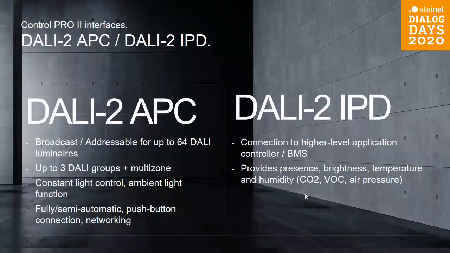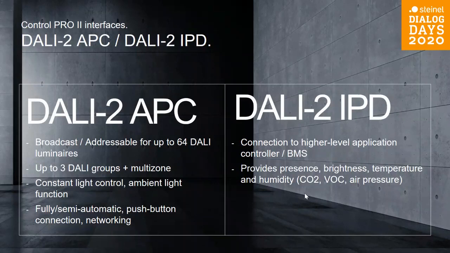For DALI, we have the DALI 2 application controller, whereby via either broadcast or addressable, we are able to control up to 64 DALI devices, controlling up to 3 lighting groups, and we have the additional feature of the new multi-zone. This is where we can control separate luminaires from the 3 different DALI groups to create a special multi-zone scene. We can control the constant lighting for the room space, along with having a preset ambient basic light function. And like the COM1 and COM2, we have the fully and the semi-automatic with push button connection and networking.